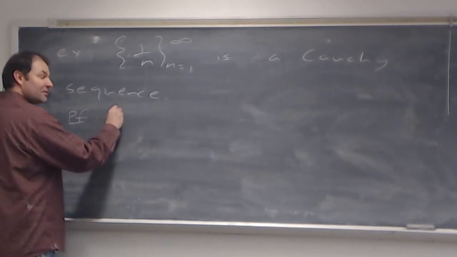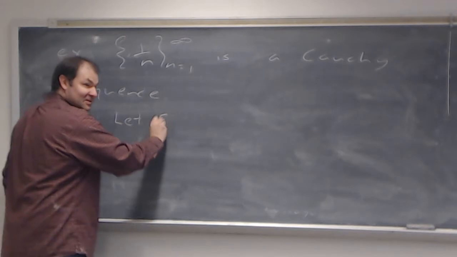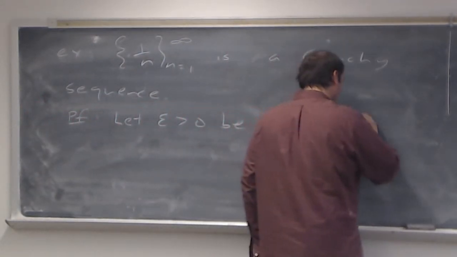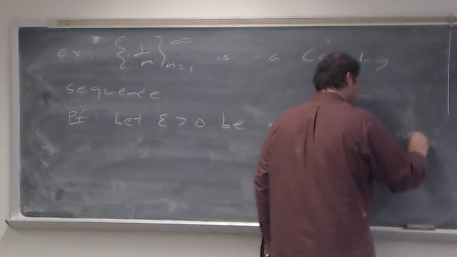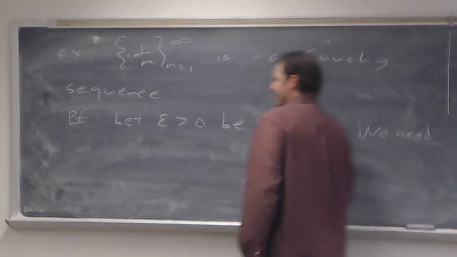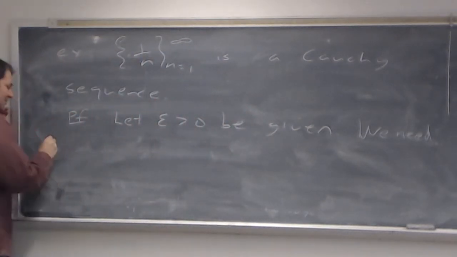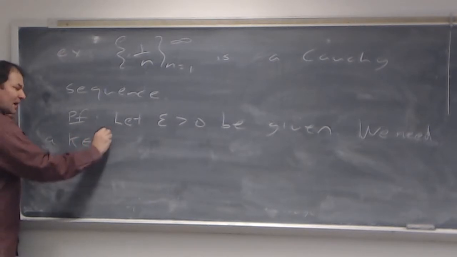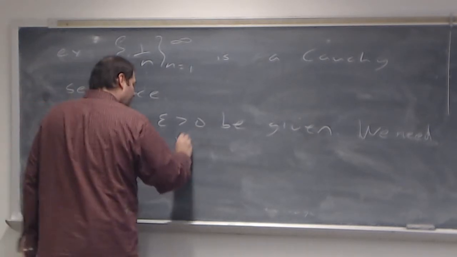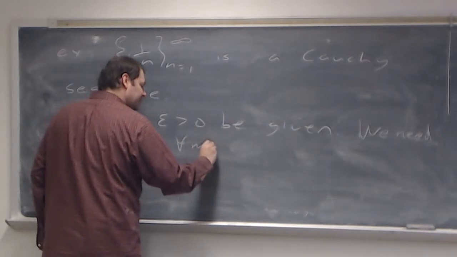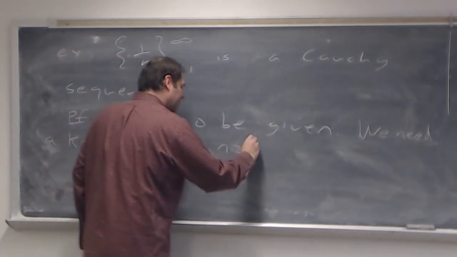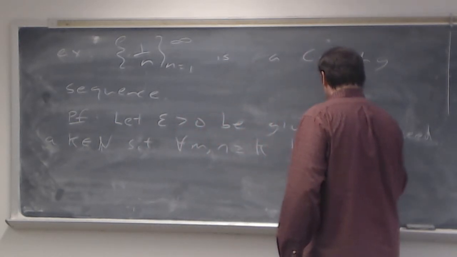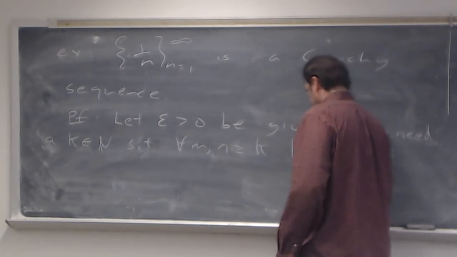So Chuck, this is the way these proofs start. They say let epsilon be greater than 0 be given. Now, what we're looking for is the same thing we always were looking for. We need a k, a natural number, a spot, such that anytime you take two quantities beyond that spot, for all m and n greater than or equal to k, the absolute value of x of n minus x of m is going to be less than epsilon.